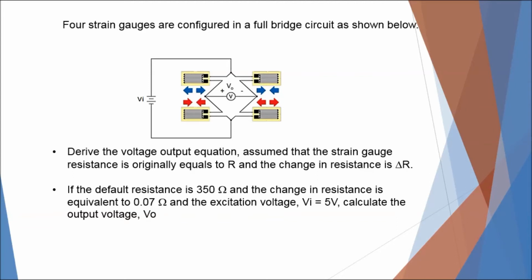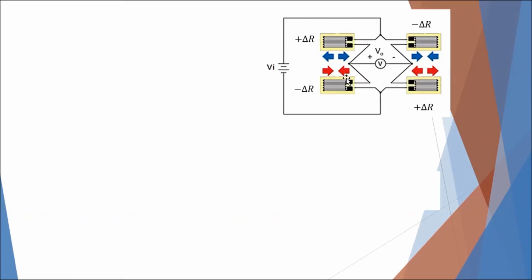Okay, so the first thing you need to do is these arrows here are indicating whether the sensor is in tension or compression. So this one is in tension, so plus. This guy is in compression, minus. Again, this one is in compression, minus. And this arrow is tension, so plus delta R. So look at the direction of the arrows.